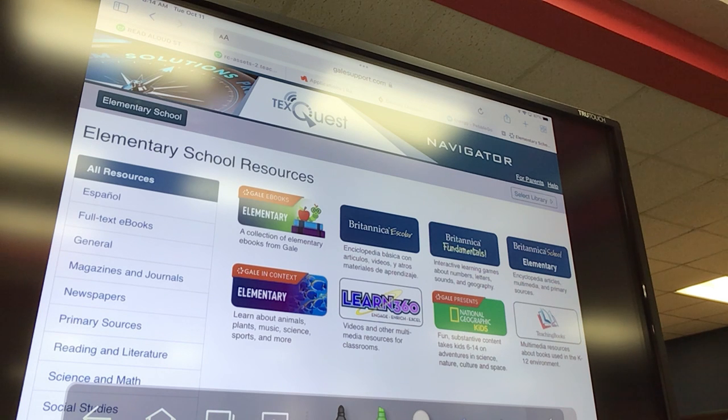Log in, that's why. Okay, so he didn't log in. This is a good example for everybody else. When he went into Destiny Discover, he wasn't logged in, so guess what's not there? All the databases aren't there. All he can see is ebooks.